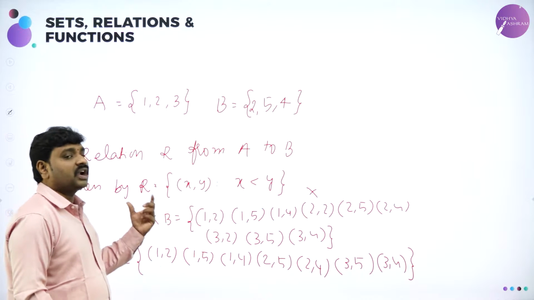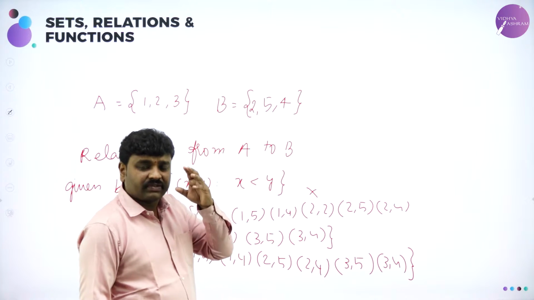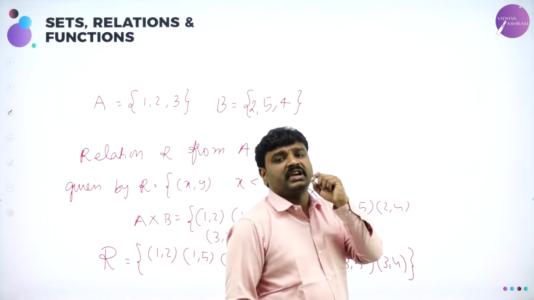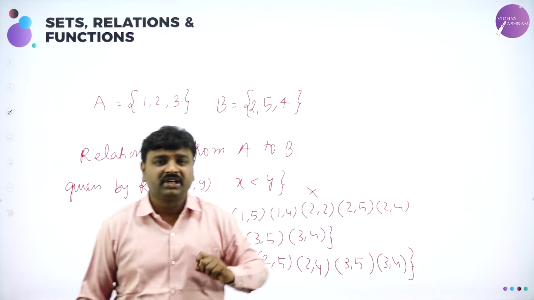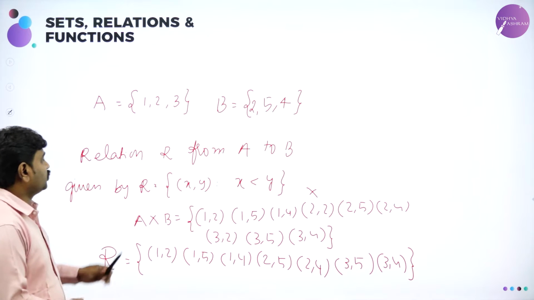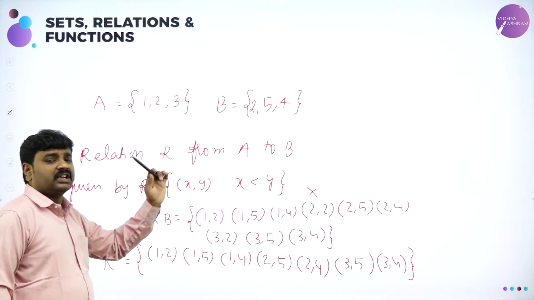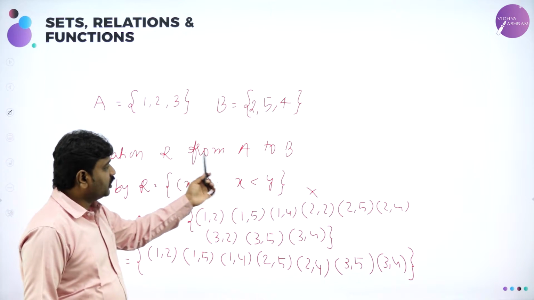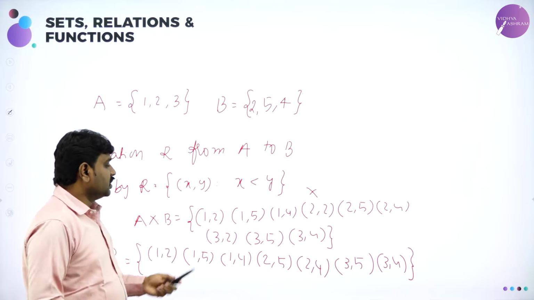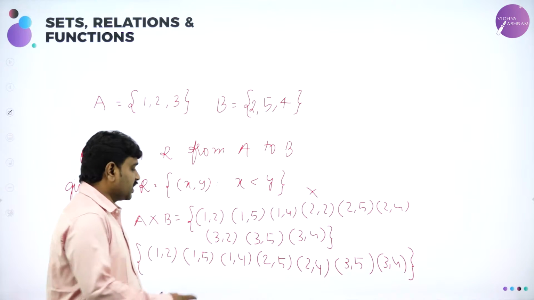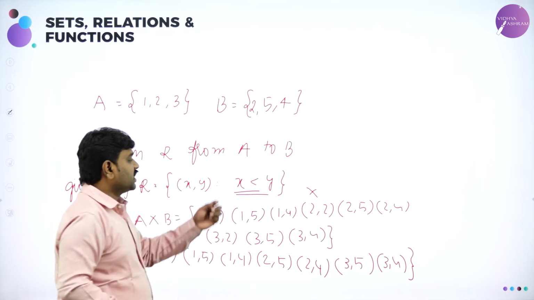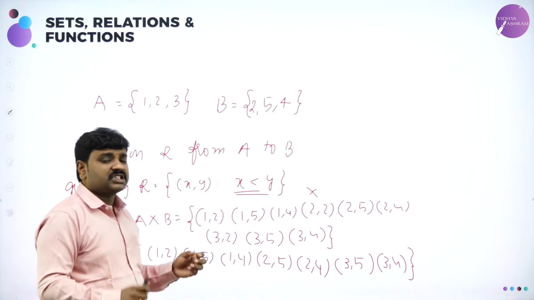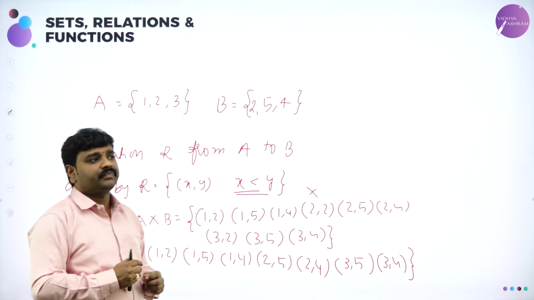A relation is a part of A cross B. A relation from A to B is a subset of A cross B. Remember that. Now you understood what a relation is. A cross B has many elements, but I selected only those elements which obey this relation. What is the relation? X less than Y. In the ordered pair, the first element should be less than the second element.